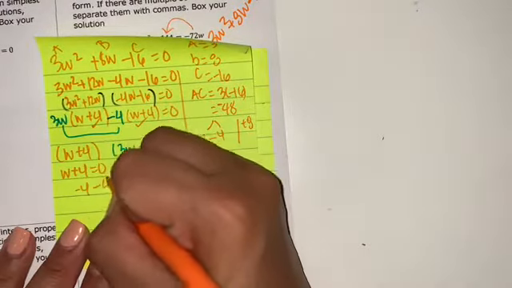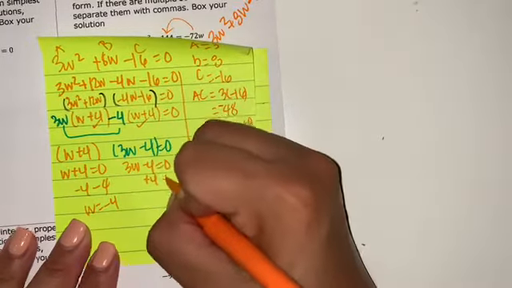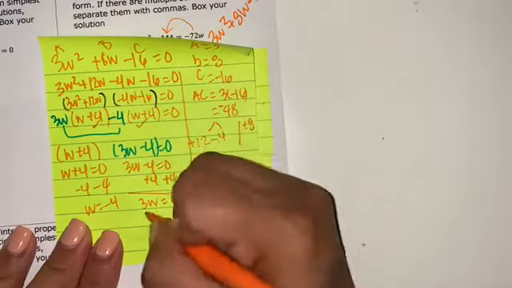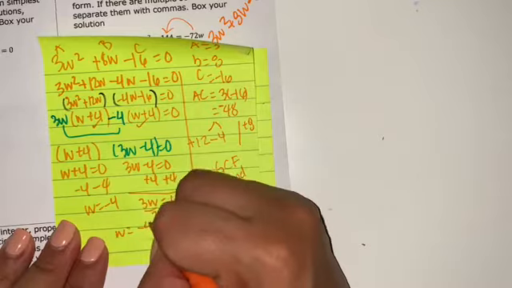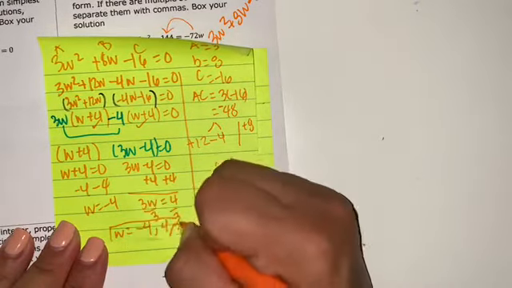Minus 4 minus 4, w equals negative 4. Plus 4 plus 4. 3w equals 4. Divide both sides by 3. W equals negative 4 comma 4 over 3. And that's your solution.